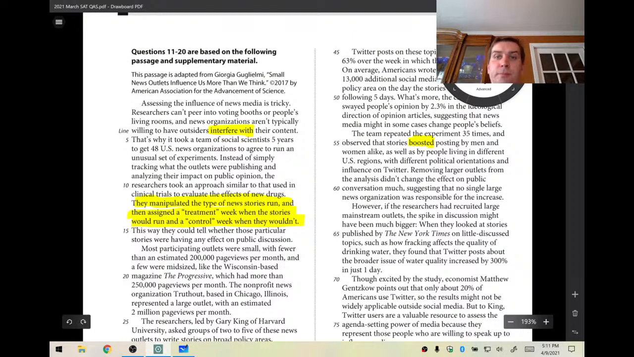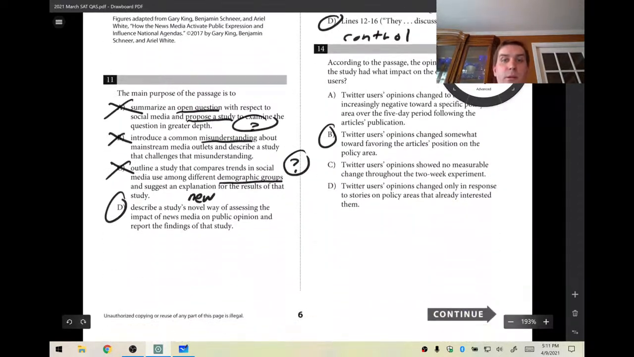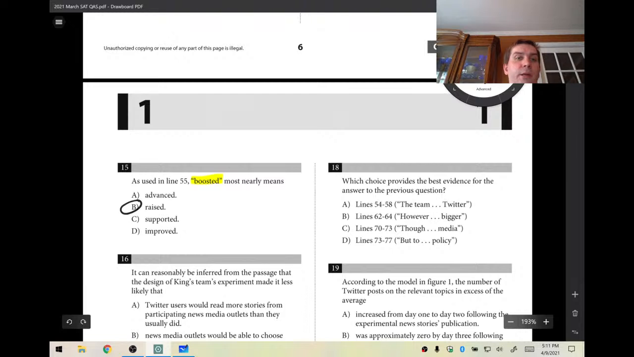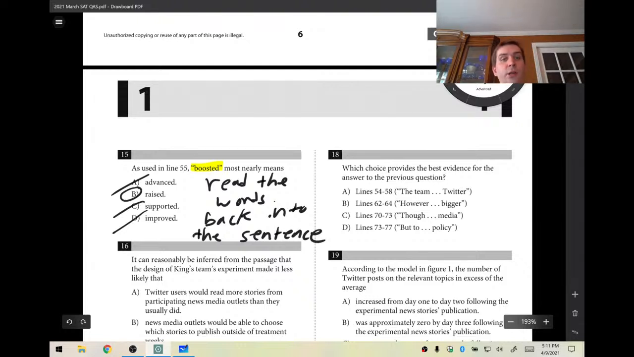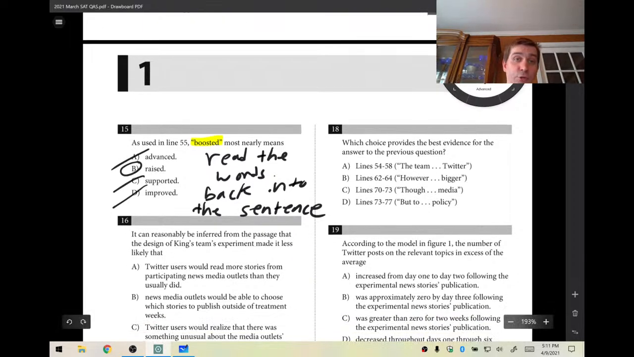Let's try raised. The team repeated the experiment 35 times and observed that stories raised posting by men and women alike. So the word raised made perfect sense in the context of that sentence. If I tried supported or improved, you would get gibberish, just as we did with advanced. Always read the words back into the sentence. It doesn't take very long, but you'll immediately know which ones are gibberish and which one's the right answer, or at least you should. If you take the 10 seconds to do that task, you really should.